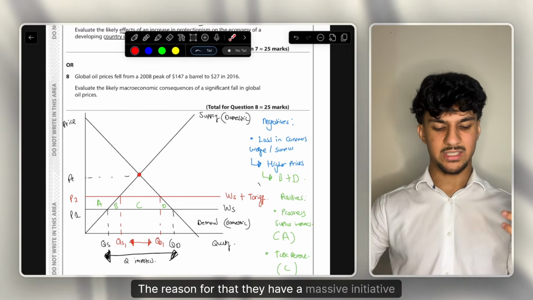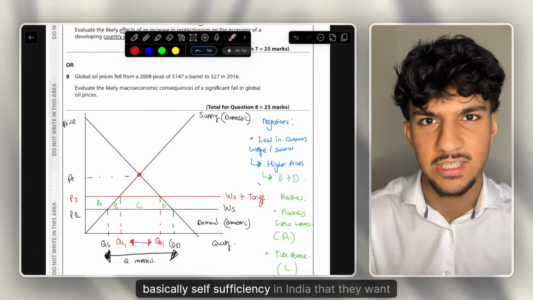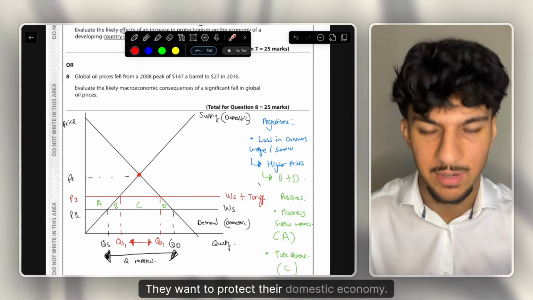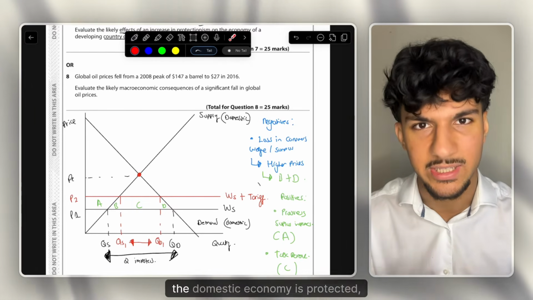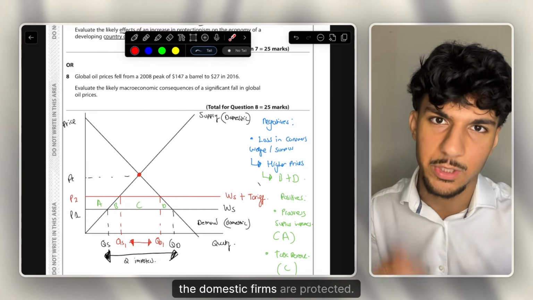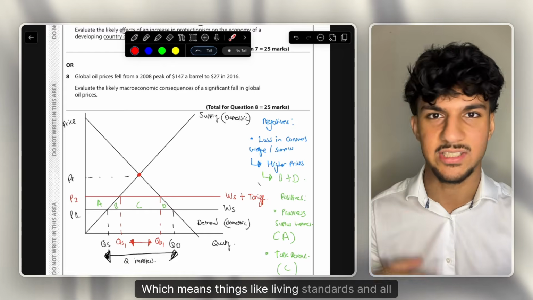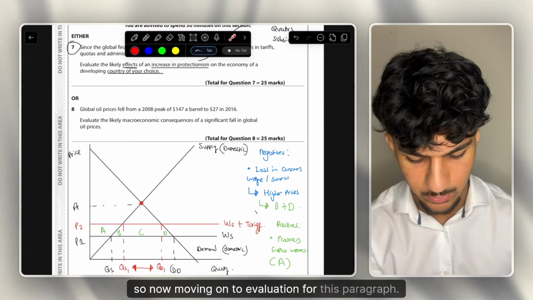The reason for that is they have a massive initiative which is Make in India, or basically self-sufficiency, that they want to be self-sufficient. And what is the reason for that? They want to protect the domestic economy, all the reasons we talked about earlier. They want to make sure the domestic firms are protected. Why? Because that means domestic employment is protected, which means things like living standards and all the good stuff are protected. Okay, so now moving on to evaluation for this paragraph.